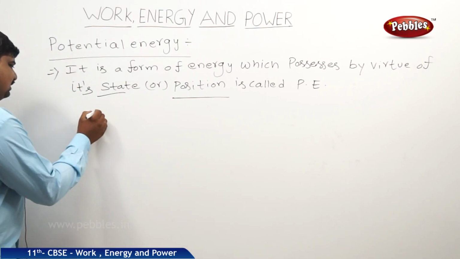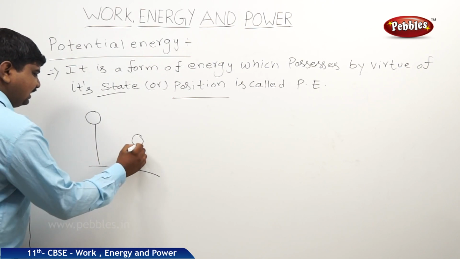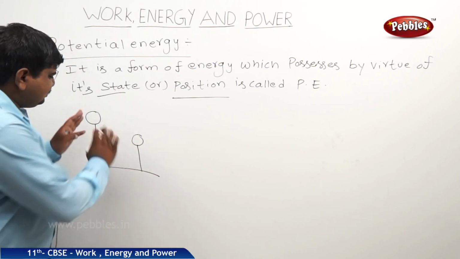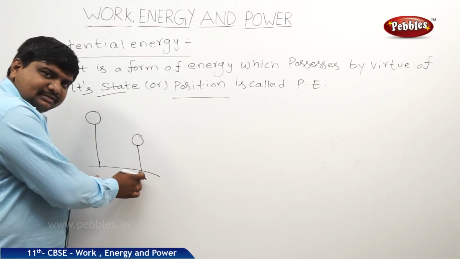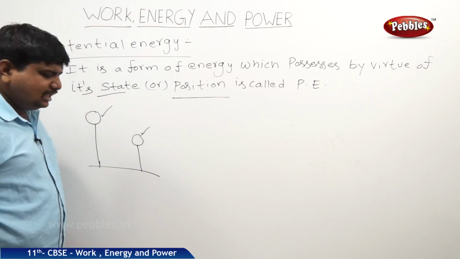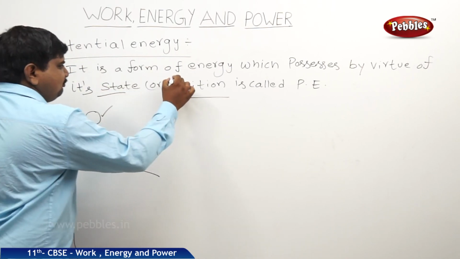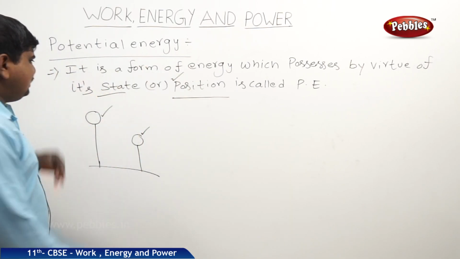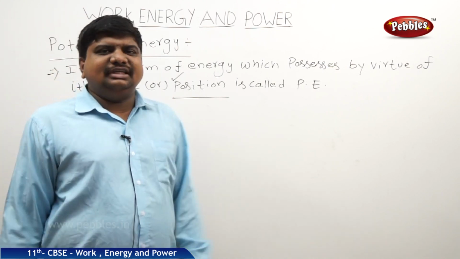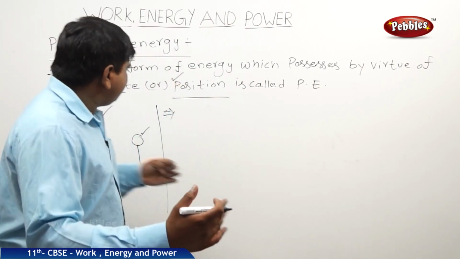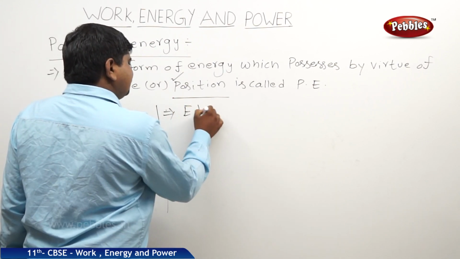Let us suppose we take two objects. This is the ground level, and the objects are at different heights. Irrespective of their masses, they are placed at different heights from the earth. These two are the positions of the body. At these two different positions, they have different potential energies. That is said to be by virtue of position. What is by virtue of state? State means shape, whether it is solid, liquid, or gas. So let us suppose we take some elastic objects.